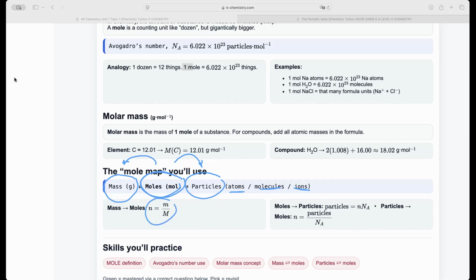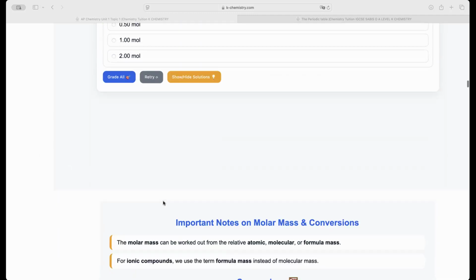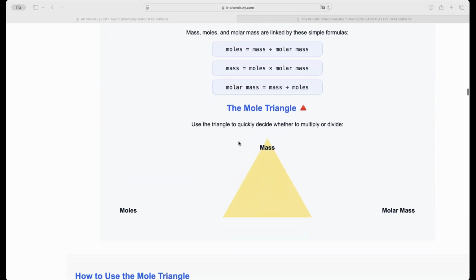Let's have a look at this rule. In this rule, we can use the triangle of the moles, which will help us a lot. Many students like to use the triangle because it can help us easily find anything. So if I have masses, moles, or molar mass, I can use the triangle easily. Here there is the mass, here there are the moles, and here there is the molar mass. So we can find any of the three if it is missing.